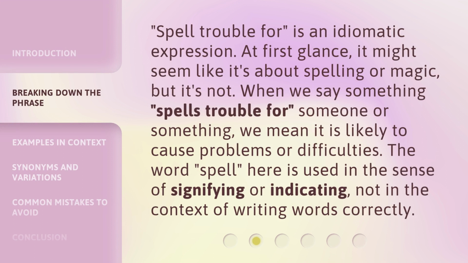"Spell trouble for" is an idiomatic expression. At first glance, it might seem like it's about spelling or magic, but it's not. When we say something spells trouble for someone or something, we mean it is likely to cause problems or difficulties. The word "spell" here is used in the sense of signifying or indicating, not in the context of writing words correctly.